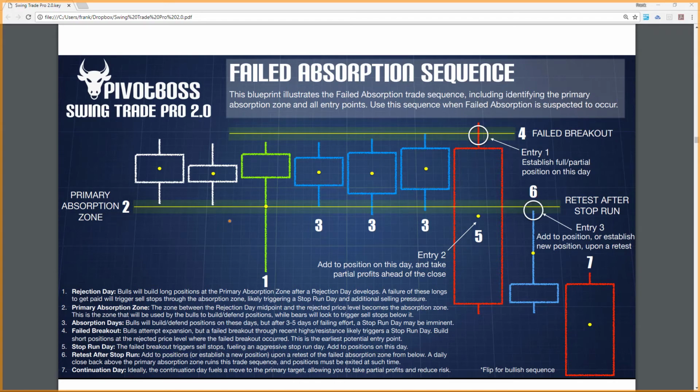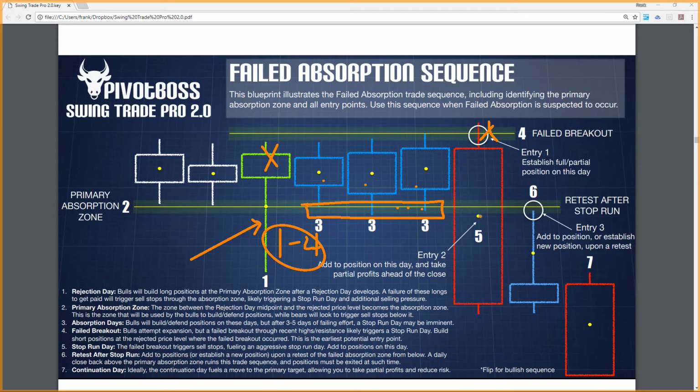So number one, major rejection day. So once you see a major rejection day, you like what you're seeing, then you look to enter that trade. Perhaps you get in here, perhaps you get in at the absorption zone. So the primary absorption zone develops, you have your absorption days. The absorption days can be 3 to 5 days long. And so, as I mentioned before, 1 to 4 days of absorption is about as much as you get before something's got to give. And if you're absorbing for too long, that's probably an indication that participants aren't getting paid.